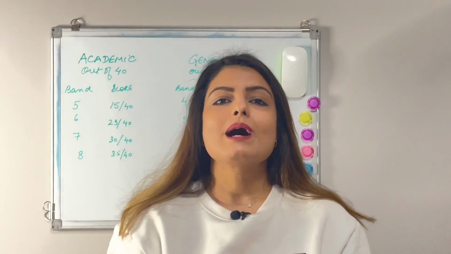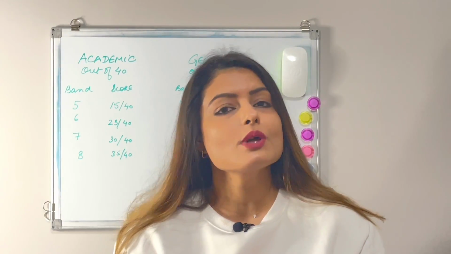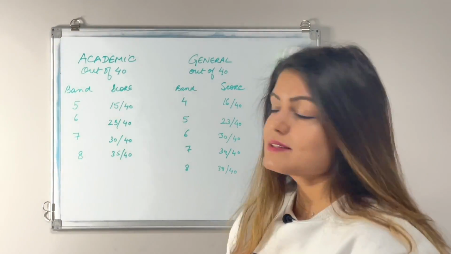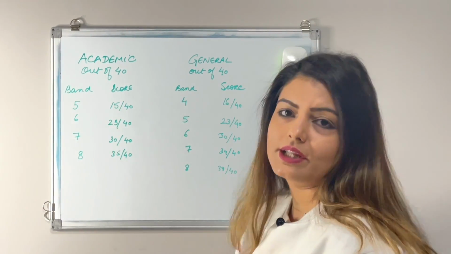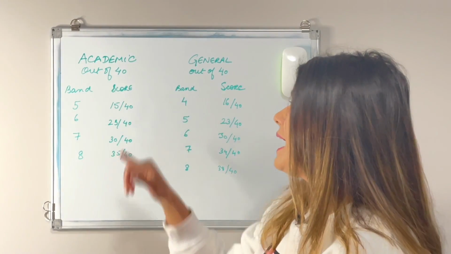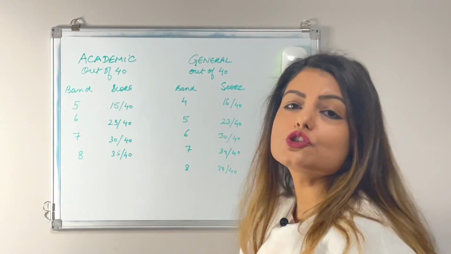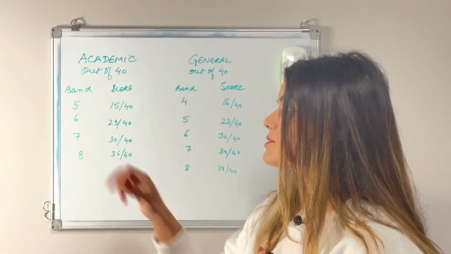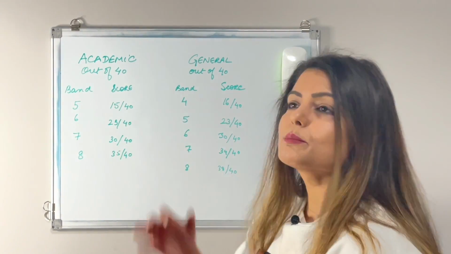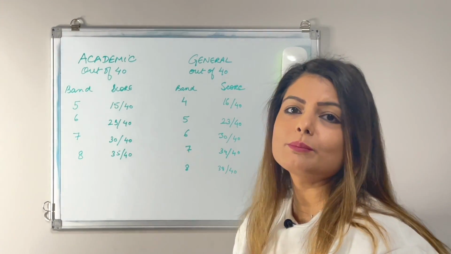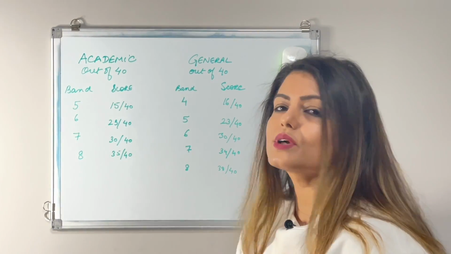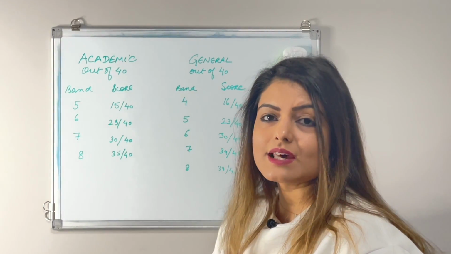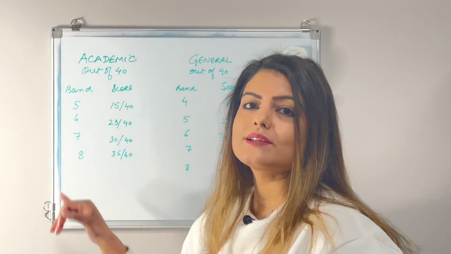So now let's talk about the marking of the reading module. Since you have 40 questions, you will be marked out of 40. If you're giving an academic exam and you score 15 out of 40, then your band score is 5. Anywhere between 15 and 22, your band score remains 5. But if you get 23 out of 40, then your band score becomes 6. Similarly, anything between 23 and 29, your band remains 6. But if you score 30 out of 40, then your band becomes 7. Anywhere between 30 and 34, your band score remains 7. But the moment you get 35 out of 40, your band score becomes 8.